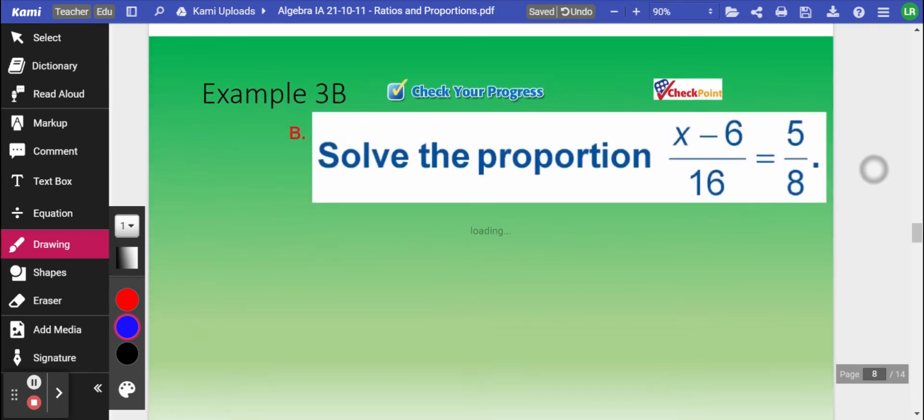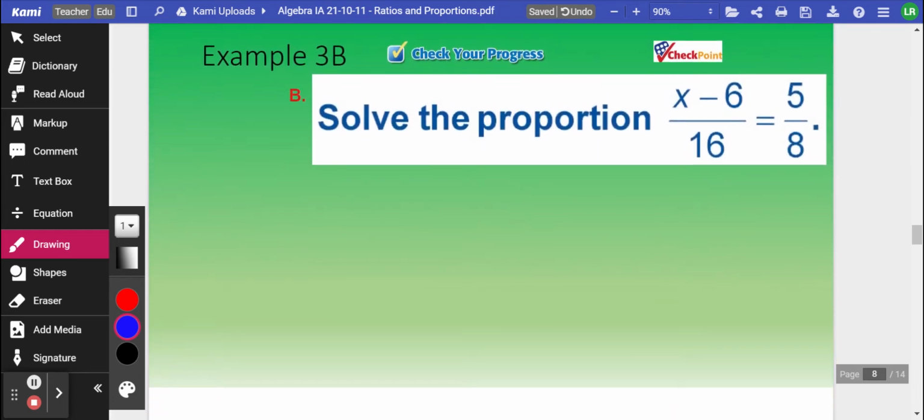Let's go ahead and give this one a try. Go ahead and pause the video, and I want you to try this particular problem. Now this particular one, again, is a multi-step one, but it is the same. Fraction equals a fraction. I need to cross multiply.